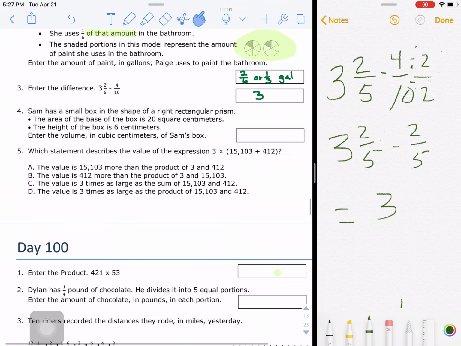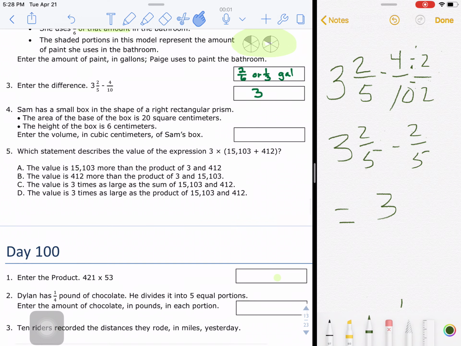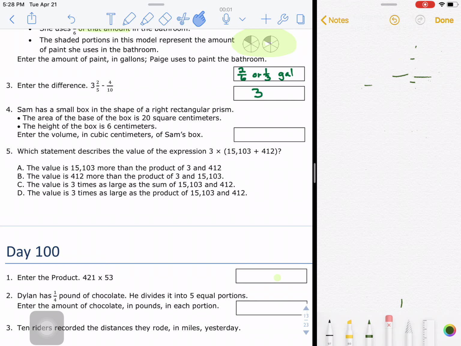Next problem, problem number 4. Sam has a small box in the shape of a right rectangular prism. The area of the base of the box is 20 square centimeters. The height of the box is 6 centimeters. Enter the volume in cubic centimeters of Sam's box.